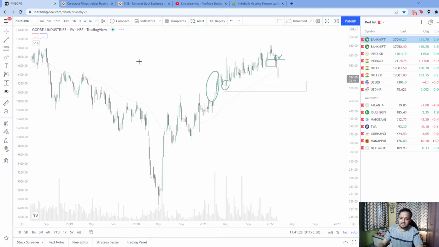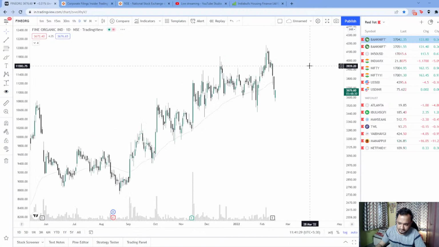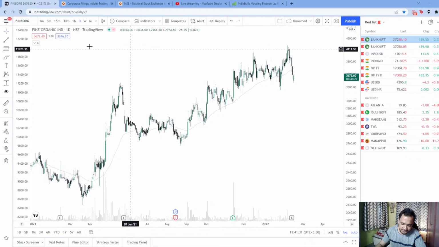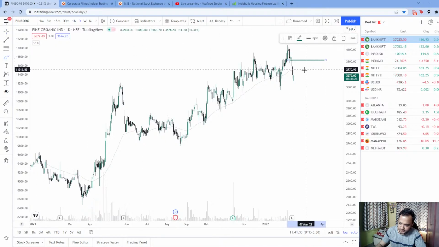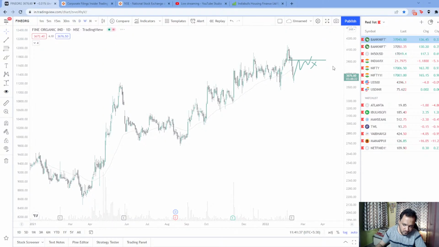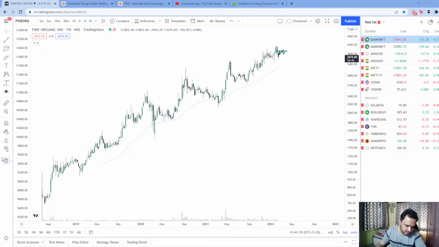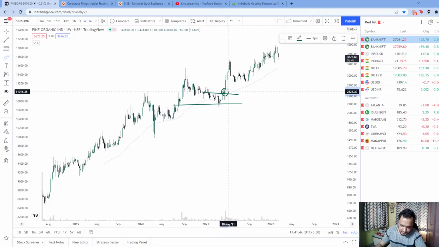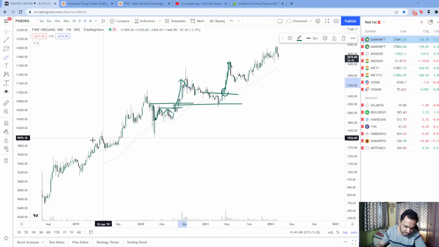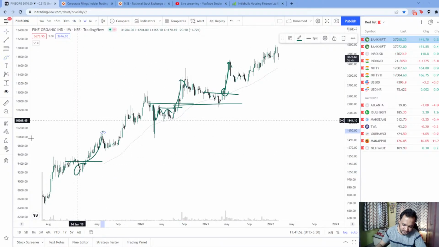Fine Organics. All right. Again, nothing here. This is a supply which we want to see. So nothing here right now. Weekly chart is really good, no doubt about it. So you see, comes down to demand, absorbs some supply here, goes up. Comes down to demand, absorbs some supply here, goes up. Right. Comes down to demand, supply, goes up. So trade these stocks.